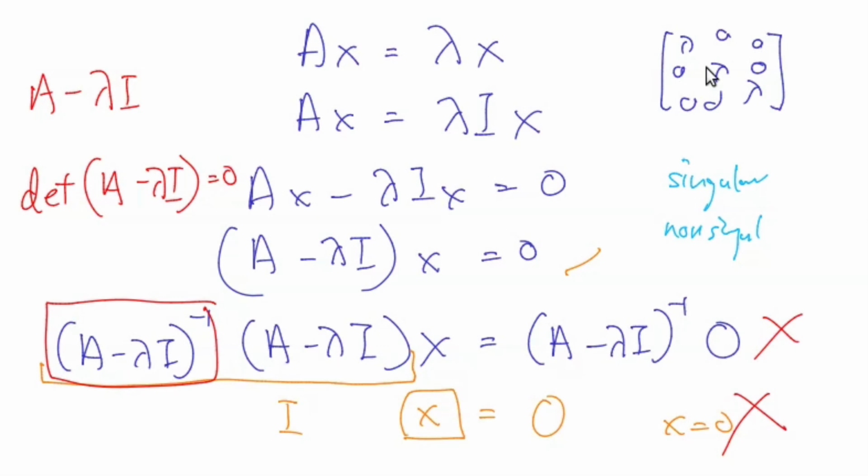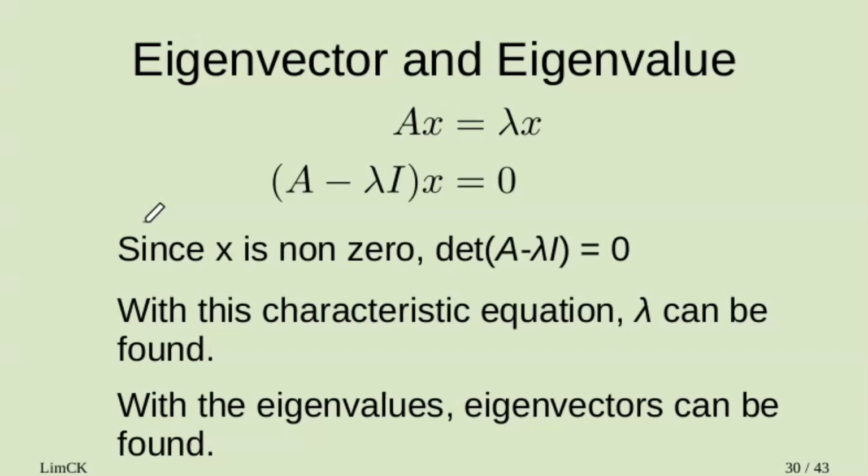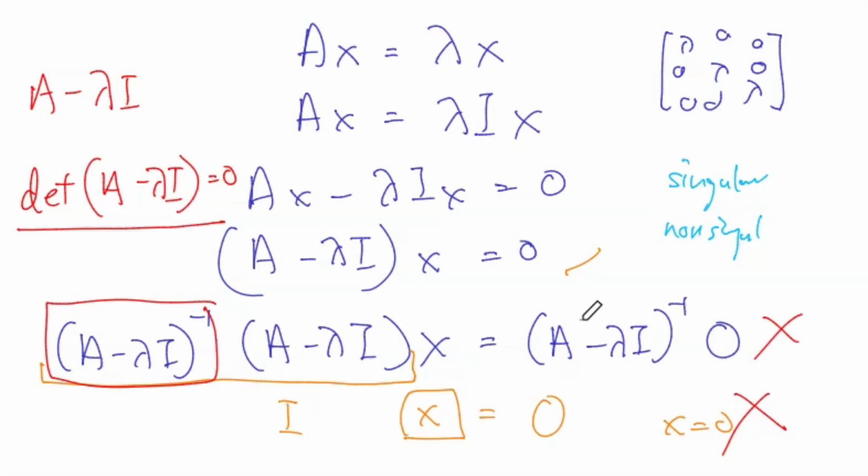So if this is not invertible, we call this the characteristic equation. With this one we can find, if we know A, the lambda. We can find the eigenvalue, and if we know the eigenvalue, we can find the eigenvector x. How to do it?